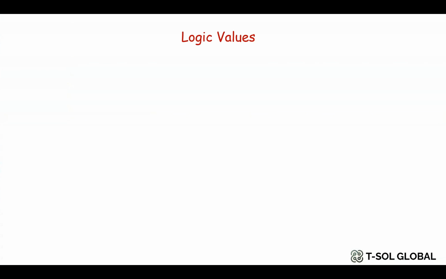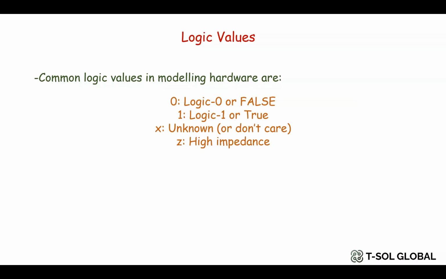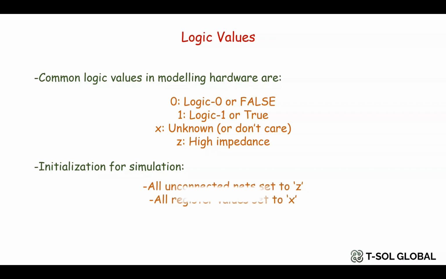So now, start with the common logic values being used in modeling hardware: logic 0 or false, logic 1 or true, X or unknown, also known as don't care, and last is Z or high impedance. The last two values, X and Z, are mainly used for simulation purposes. In simulation, all unconnected nets are set to Z and all register values are set to X.